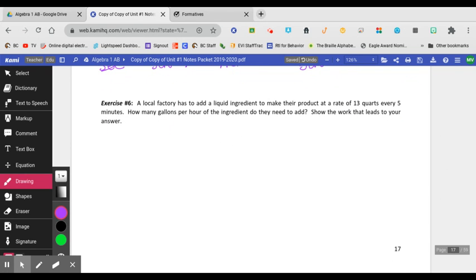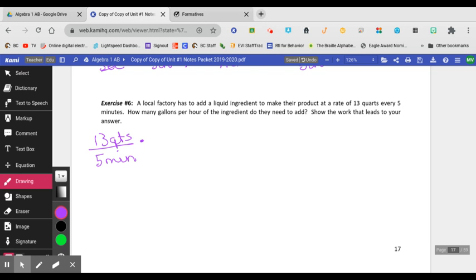Exercise 6. So try to pause this one, give it a go, and then come back. A local factory has to add liquid ingredients to make their product at a rate of 13 quarts every 5 minutes. How many gallons per hour of the ingredient do they need to add? So we have 13 quarts every 5 minutes. So again, it's our choice. Do we convert quarts or minutes first?